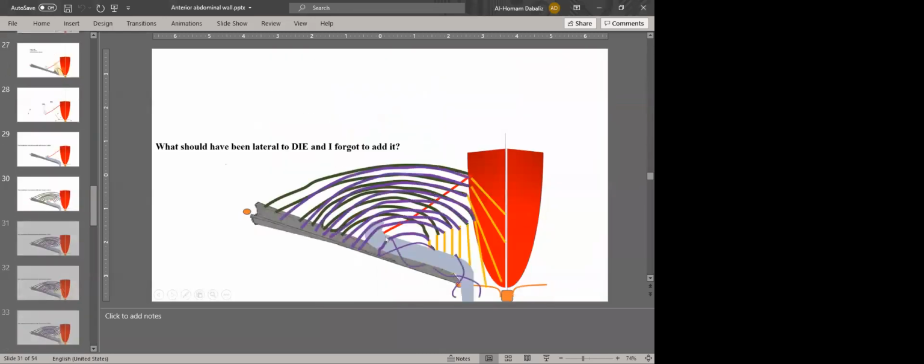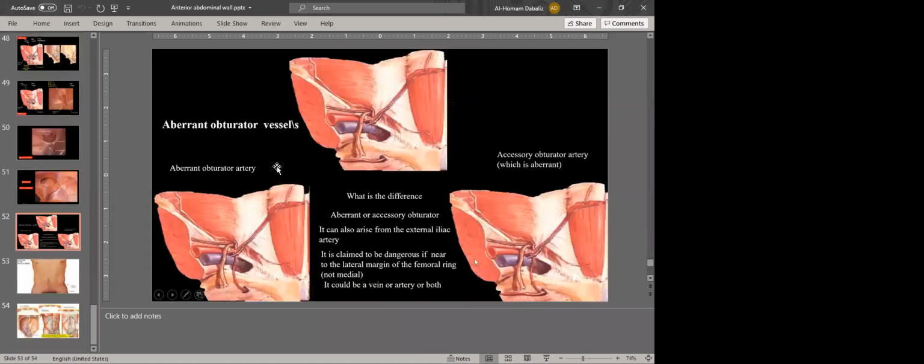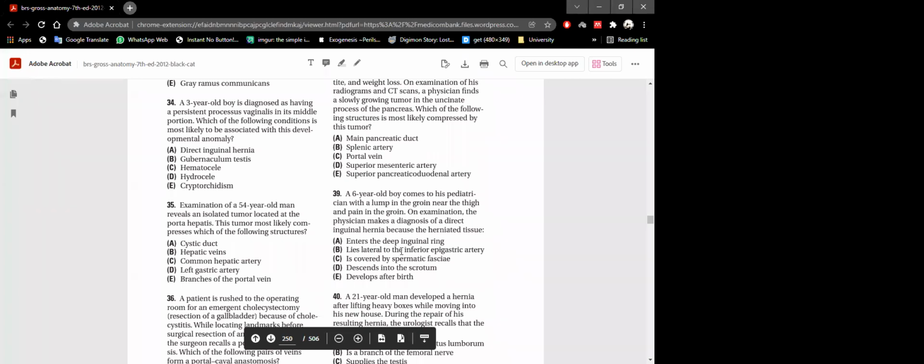We have the Hesselbach triangle right here. These are our inferior epigastric arteries, right? So lateral to it would be over here. Medial to it would be over here. The Hesselbach triangle is medial. This is saying it is lateral. The lateral would not be a direct. Well, it will be an indirect. So?